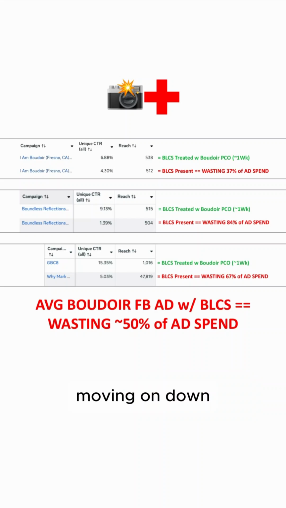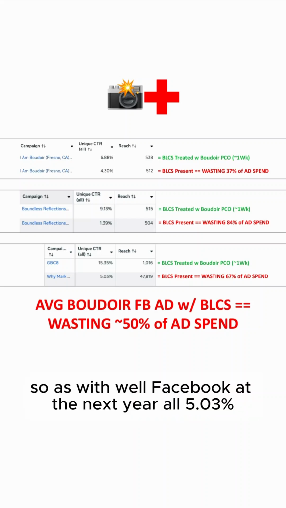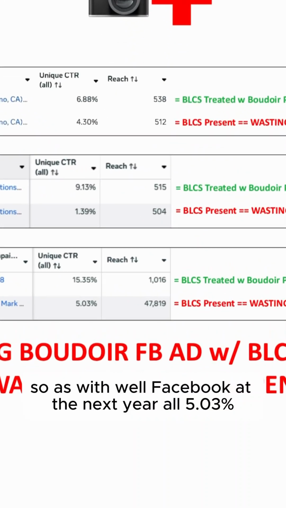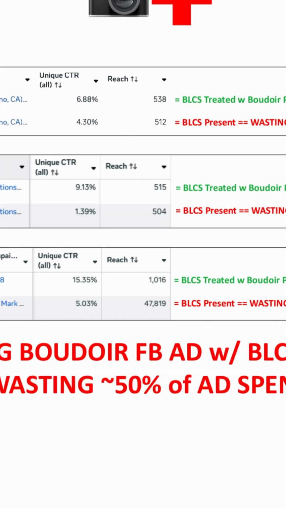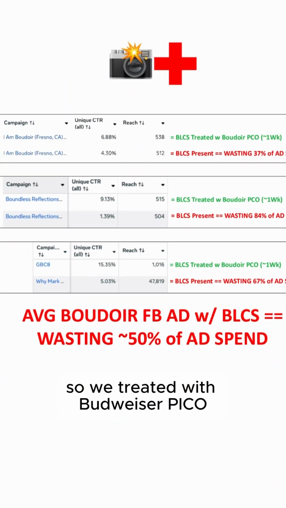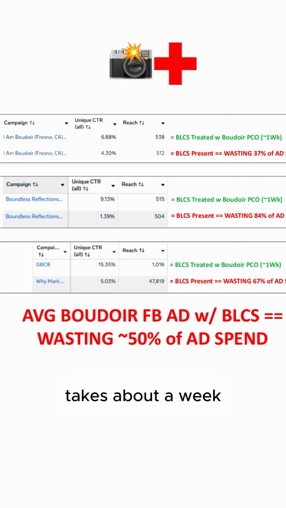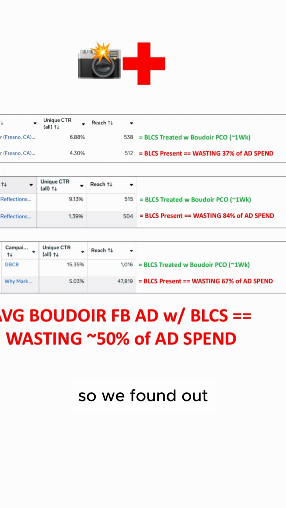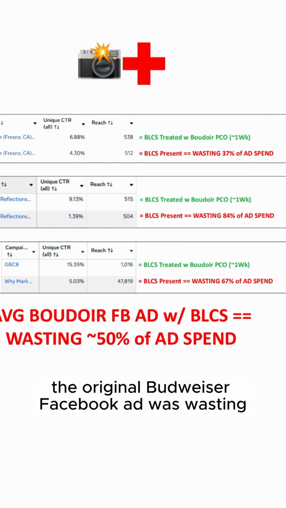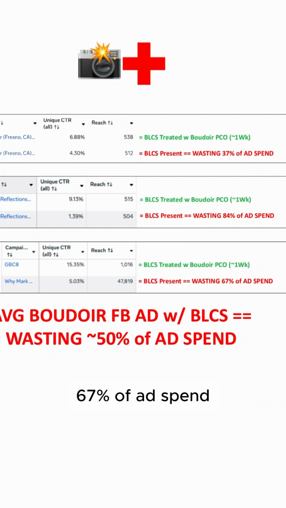Moving on down, had a patient come through. This Boudoir Facebook ad has a unique CTR of 5.03%. So unique CTR under 6%, we know that BLCS is present, Boudoir low click syndrome. So we treated it with Boudoir Pico. It takes about a week. And we got the unique CTR up to 15.35%. So we found out the original Boudoir Facebook ad was wasting 67% of ad spend.